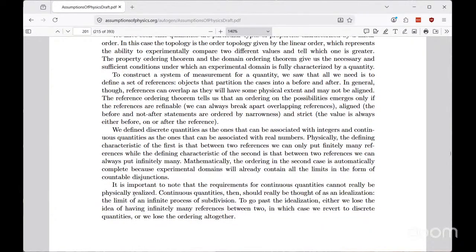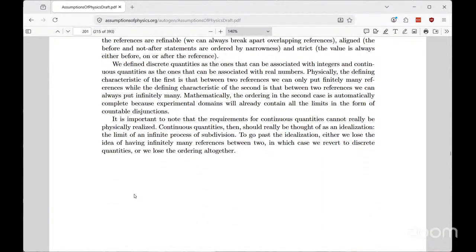Physically, the defining characteristic of the first is that between two references, you can only put finitely many references, while the defining characteristic of the second is that between two references, we can always put infinitely many. Mathematically, the ordering in the second case is automatically complete because experimental domains will already contain all the limits in the form of countable disjunctions.